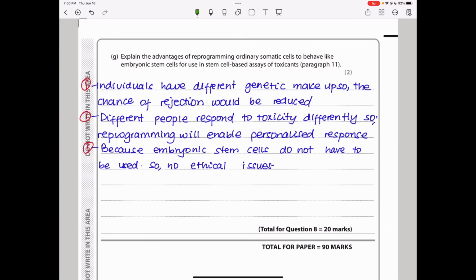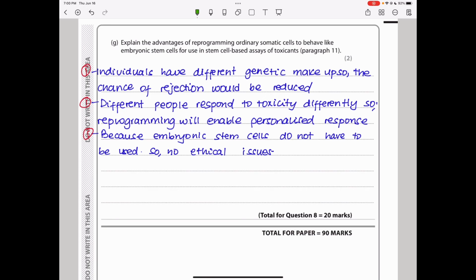So let's go to the next part, which is the last part of the scientific article. They say, explain the advantage of reprogramming ordinary somatic cells to behave like embryonic stem cells for use in stem cell-based assays of toxicants. Somatic is about body cells. Converting ordinary body cells into embryonic stem cells could have some issues of its own, because different people have different genetic makeup. So if you have individuals with different genetic makeup, the chances of rejection would be reduced. In this case, if we could convert somatic cells into stem cells, it means we have the possibility of helping so many people in these stem cell-based assays.